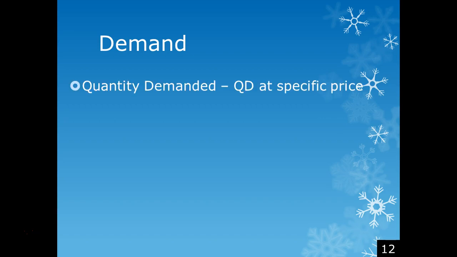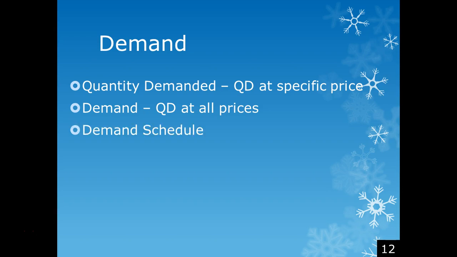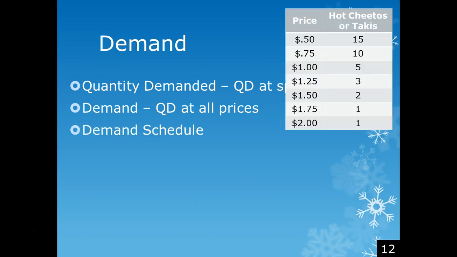Demand. Quantity demanded is the quantity demanded at a specific price. So at $5, how many cheeseburgers do people want to buy? That's quantity demanded. How many cheeseburgers at $5 would people want to buy? Demand is the quantity demanded at all prices. So at every price, how many cheeseburgers would people want to buy? It's the whole curve.